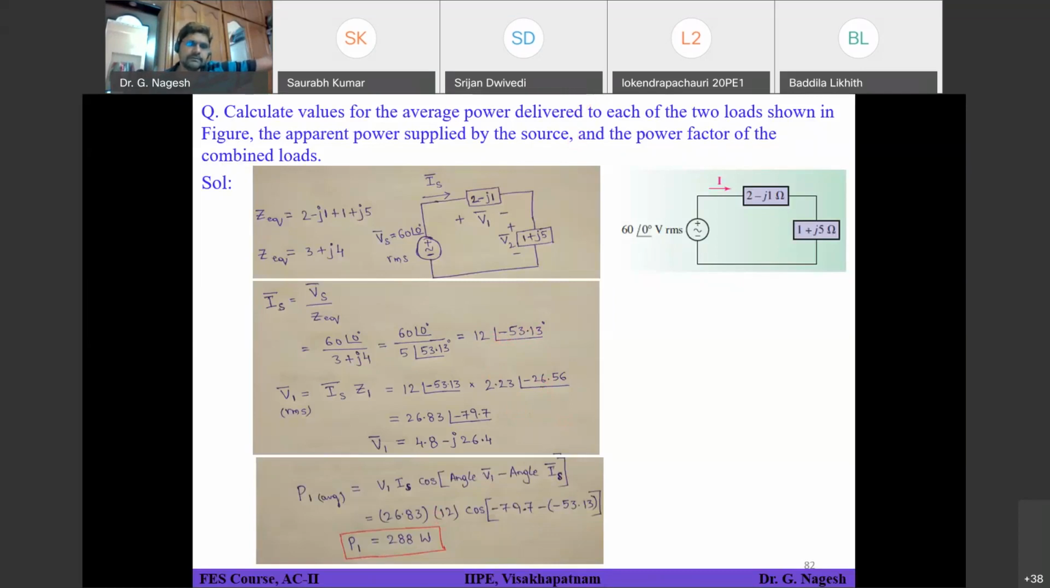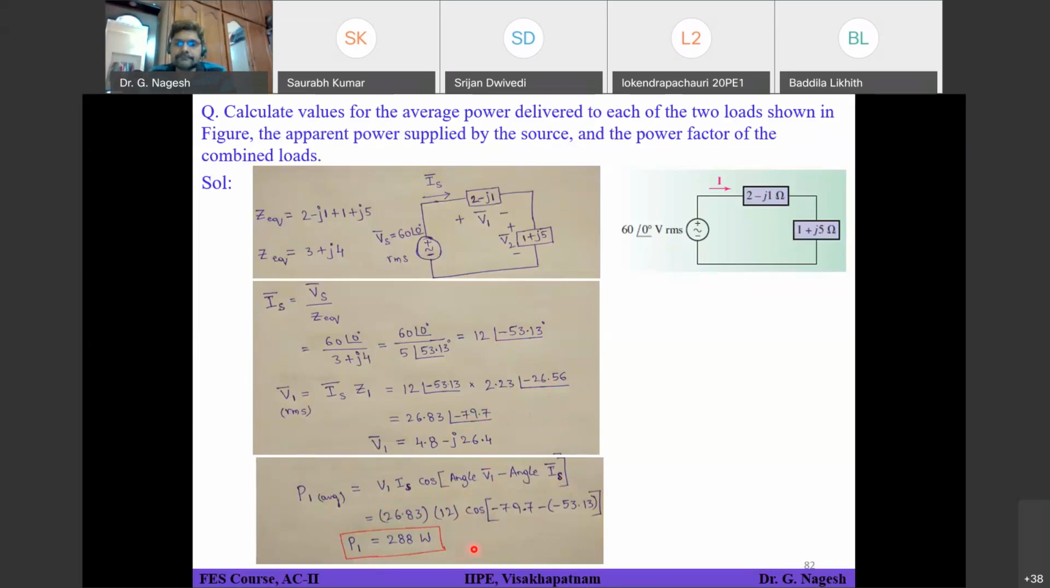Oh, okay, V1, you have to use V1, right? It's not 0 because the source has 0 phase angle, but your voltage V1 has a phase angle of minus 79.7. So that's why you have to use that in this formula. So it is V1 into IS into cos of angle of V1 minus angle of IS. If you solve this, you are going to get 288 watts. So this P1 is the average power consumed by load 1, which is 2 minus J1 ohms.